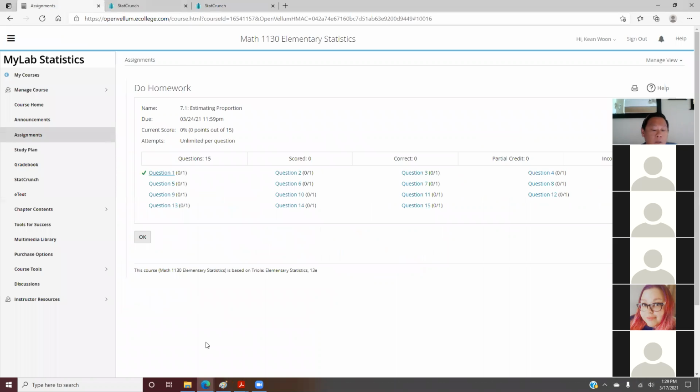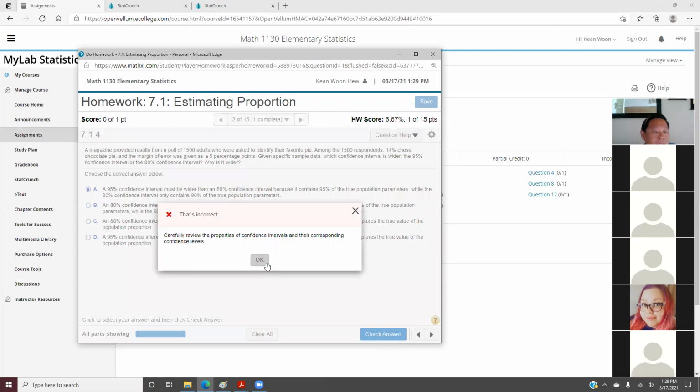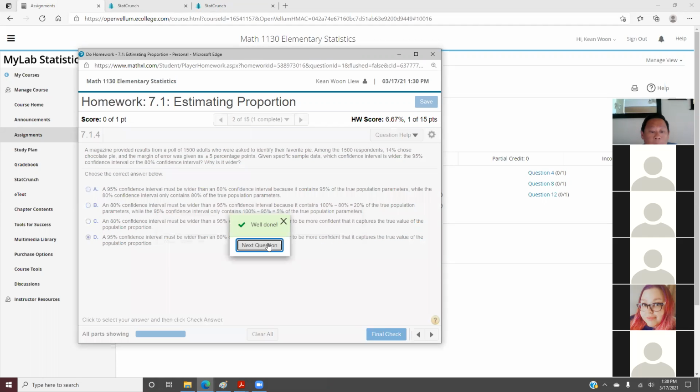Okay, so that one, I think it's A. Yep, then it's D then. Sorry, I didn't read this question really well. Yeah, I think the higher the confidence, the more you can capture.